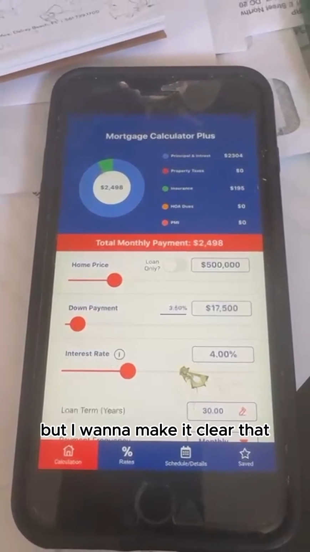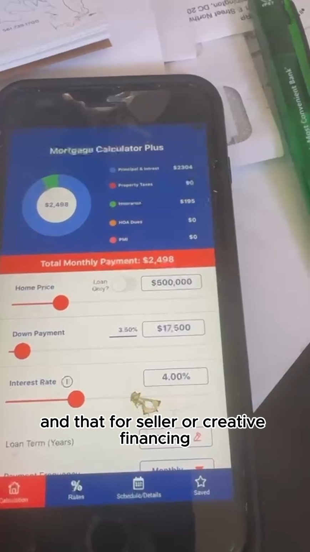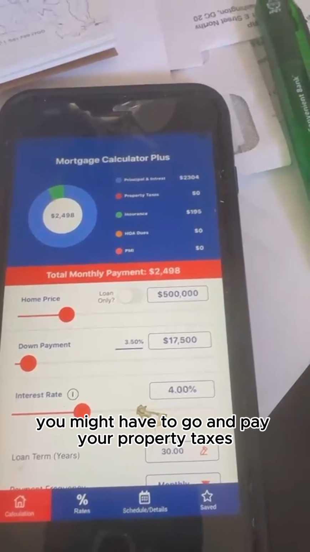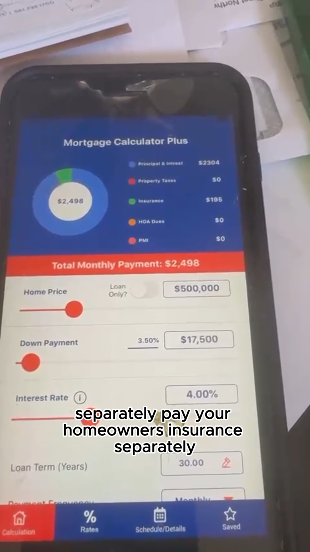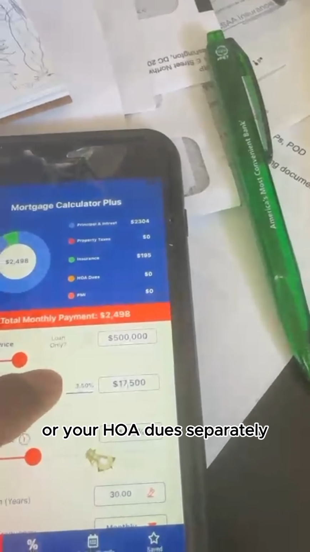But I want to make it clear that that is not always the case, and that for seller or creative financing, you might have to go and pay your property taxes separately, pay your homeowner's insurance separately, or your HOA dues separately.